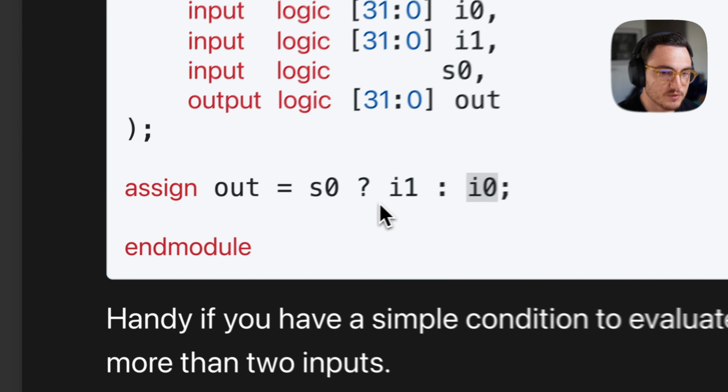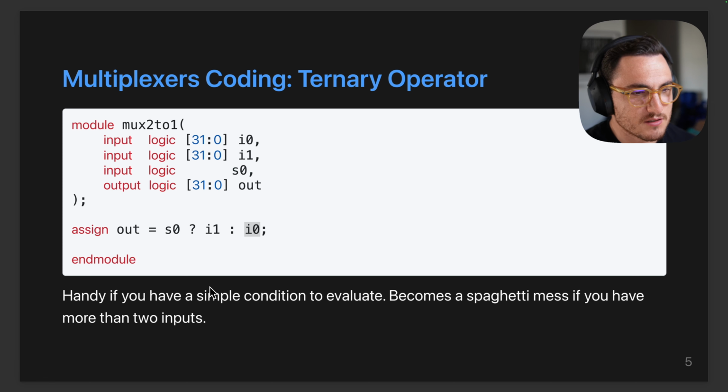This notation is extremely handy if you have a simple condition to evaluate. Otherwise, it becomes a spaghetti mess. If you have more than two inputs, it becomes extremely hard to debug, and a lot of bugs I have seen come from the improper or nested use of the ternary operator. So again, we're going to use it from time to time, but we'll try to avoid it as much as possible.